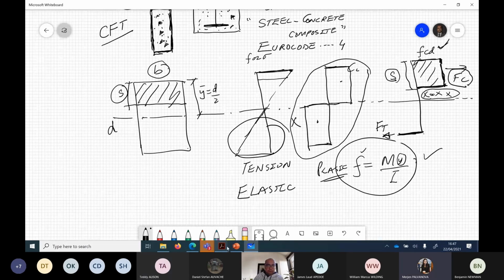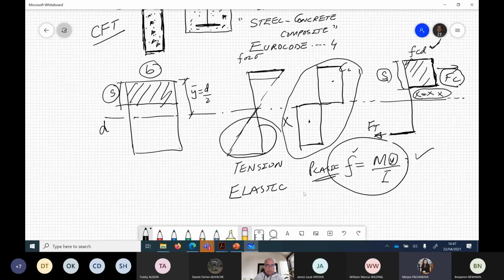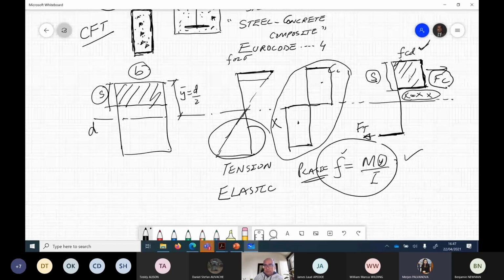Cheers. Could you please go over the last part of the diagram?